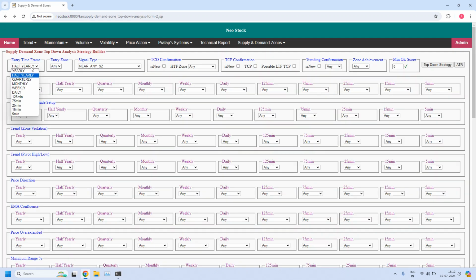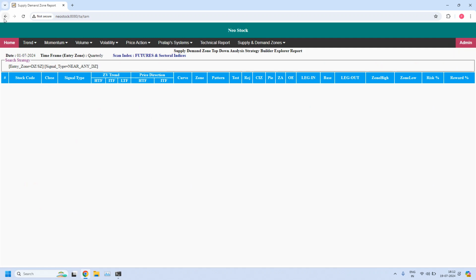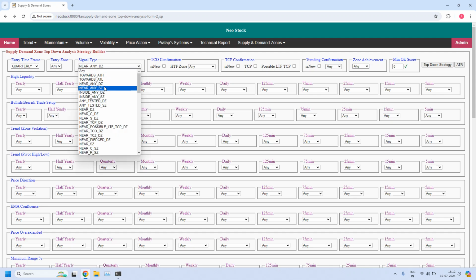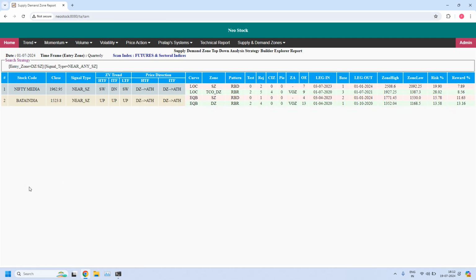So I'm going back and changing the time frame to quarterly. Let us find the stocks near quarterly demand zone. No stocks are available. For quarterly time frame, let us find the stocks near quarterly supply zone. So two stocks are filtered near to the quarterly supply zone.